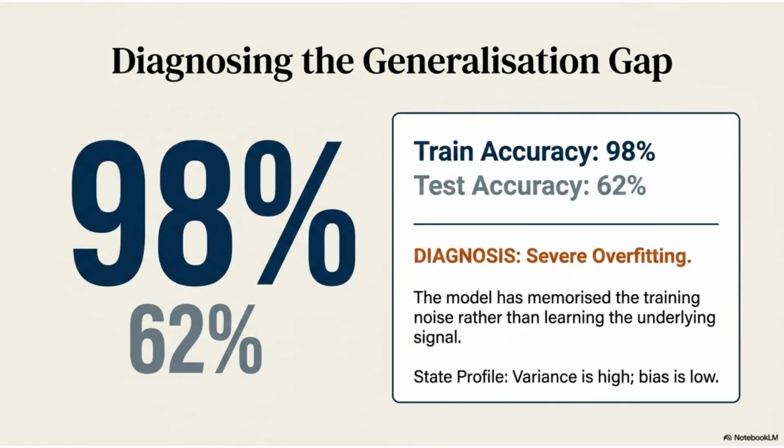A significant gap between training and test accuracy is a hallmark of severe overfitting. This occurs when a model memorizes training noise rather than learning the underlying signal. In biomedical AI, this is dangerous, as the model may fail when applied to real patients or new clinical environments.